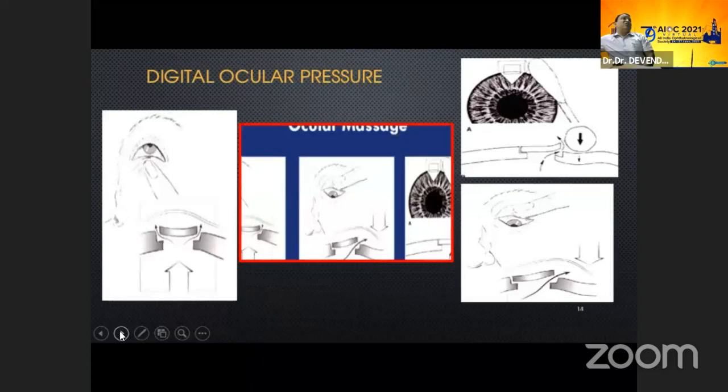Then coming to digital ocular massage, probably this is the most underrated maneuver in the postoperative management, but it is very, very helpful, especially in the first 2 weeks of the surgery. So how do we do the digital ocular massage? We can apply pressure under the inferior fornix on the sclera or adjacent to the flap. Some surgeons use a cotton tip applicator. So see this video.